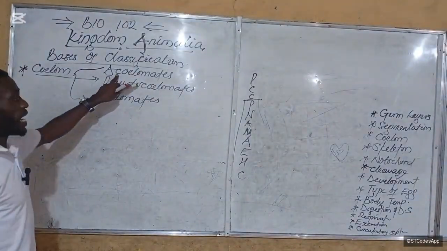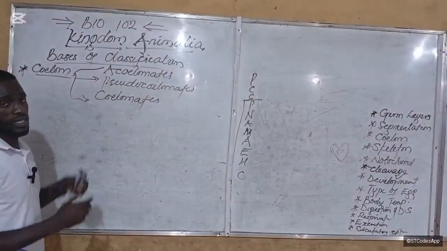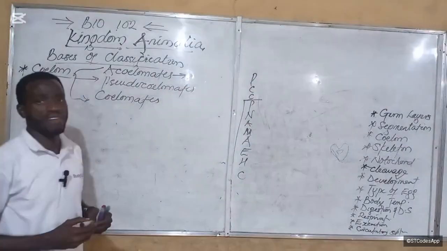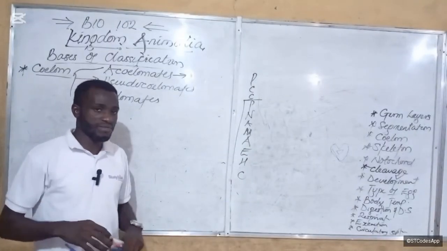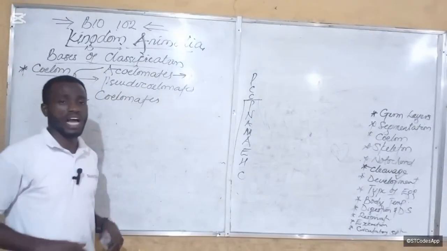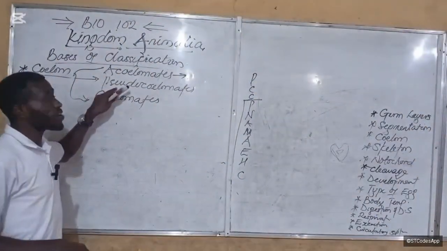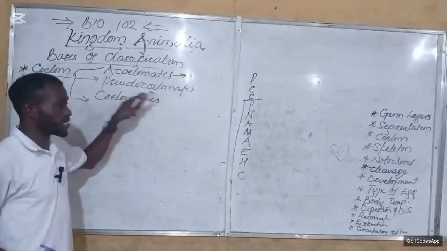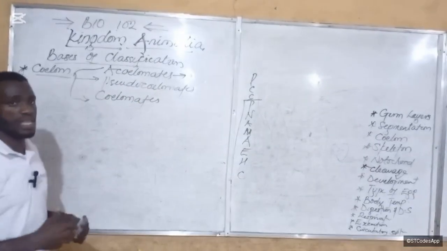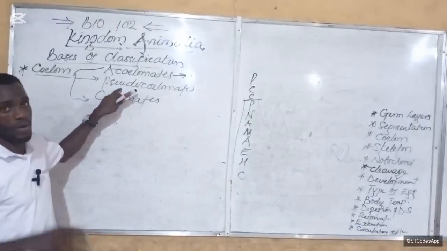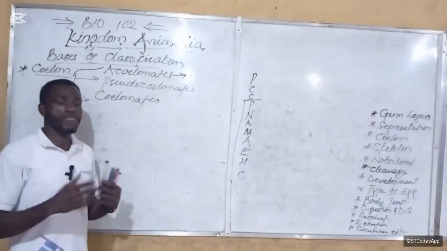So acoelomates are organisms that are not coelomates. Why are they not coelomates? Because they have no body cavity. They don't have what? Body cavity. Then the pseudocoelomates are the ones that have a false body cavity. Pseudo means false. They are organisms that have a body cavity, but in this case it is a false body cavity. I'm going to explain what that means. Then eucoelomates are the ones that have a true body cavity.